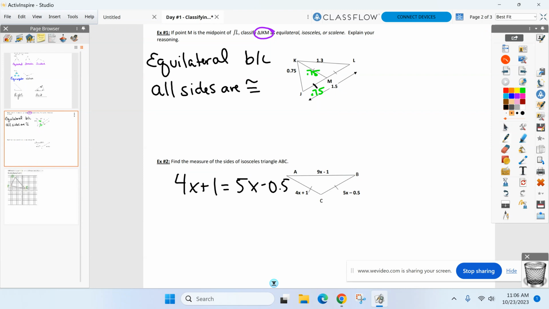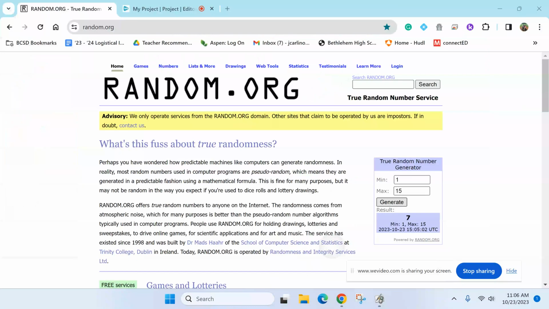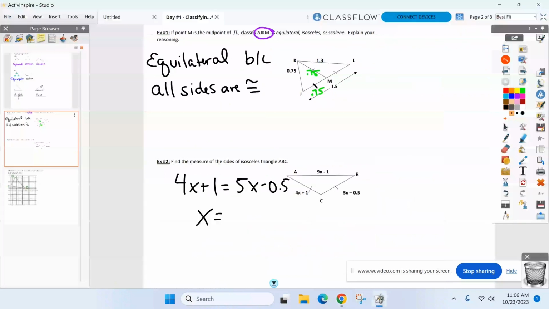All right, solve it for x for me. Somebody solve it for x, and then we can move on to the rest of the problem. When you're ready, let me know what you get for x. You got it. Thank you. 1.5. Now it said find the sides. So everyone's going to take 1.5, substitute it in for AB, AC, and BC.